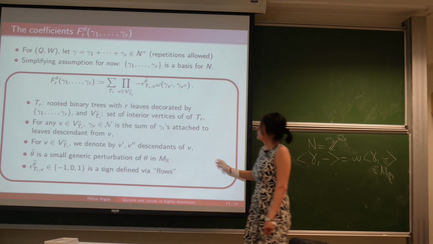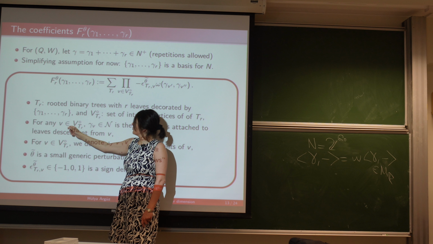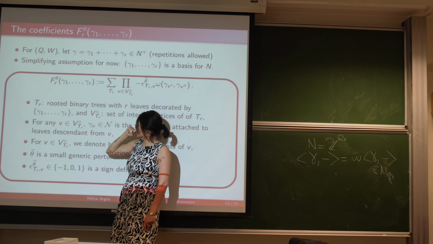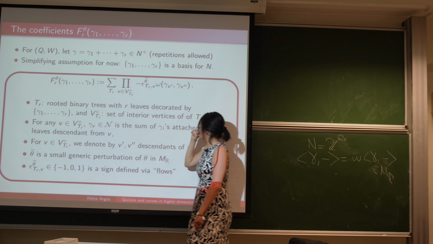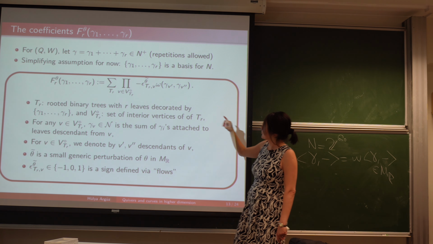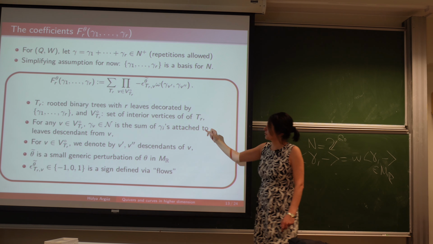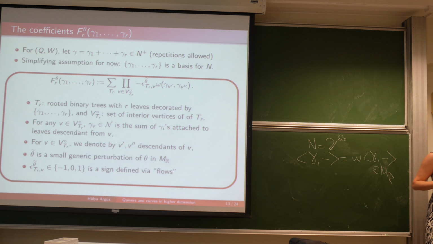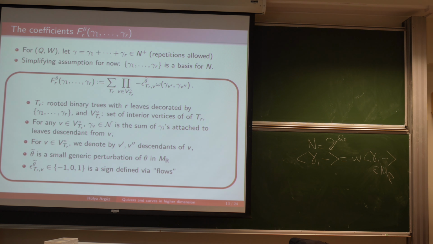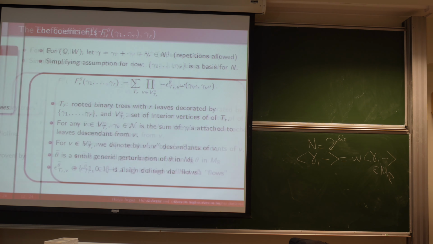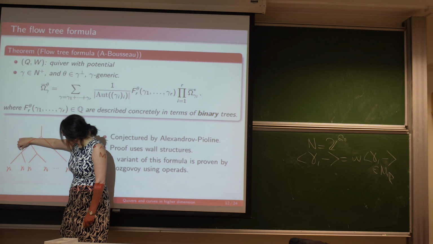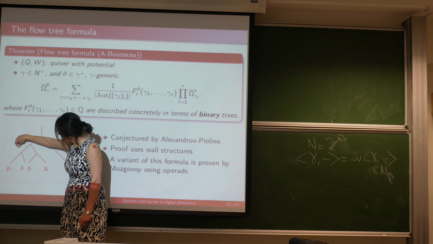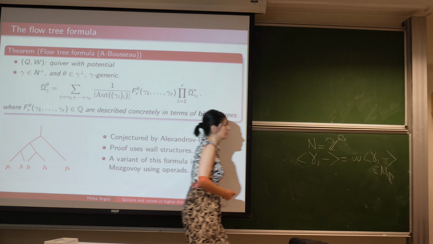And for any interior vertex in such a tree, here gamma_v' and gamma_v'', for any vertex v' or v'', generally for any vertex v, gamma_v is just the sum of the vectors gamma_i which are descendants of v. So if you have a vertex v here, your gamma_v would be gamma 1 plus gamma 2, and so on.